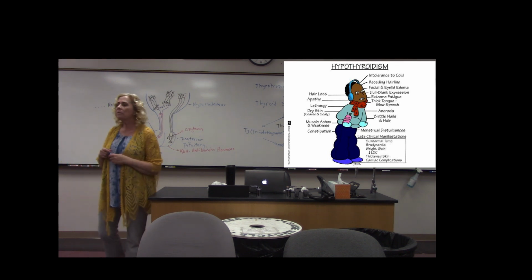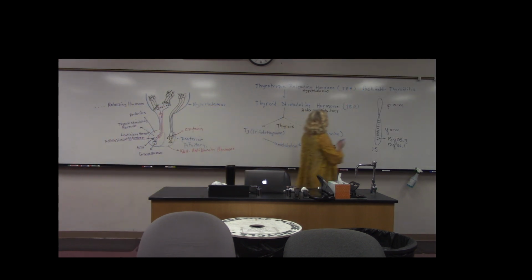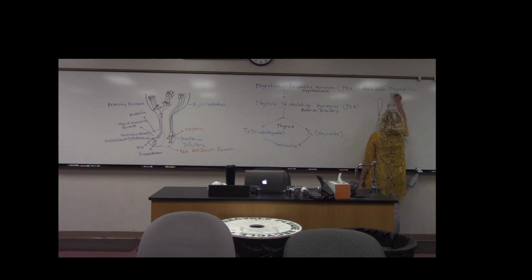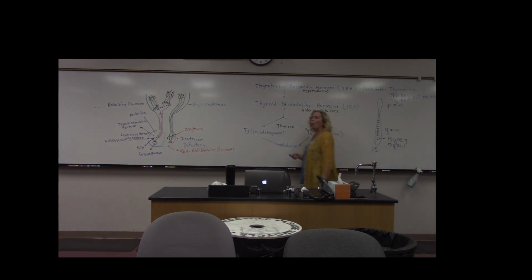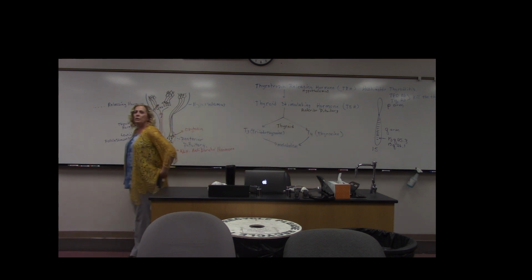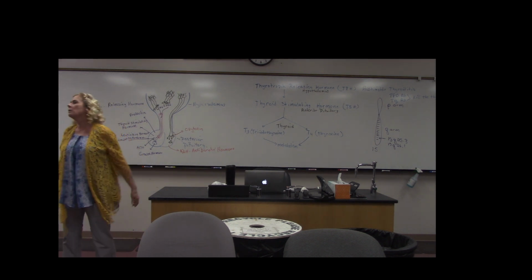And now the immune system starts to make antibodies. One is called a TPO antibody. Another is a TG antibody. And both of these kill the thyroid. Literally, these antibodies destroy the cells of the thyroid. So the person's own immune system is killing their own thyroid.